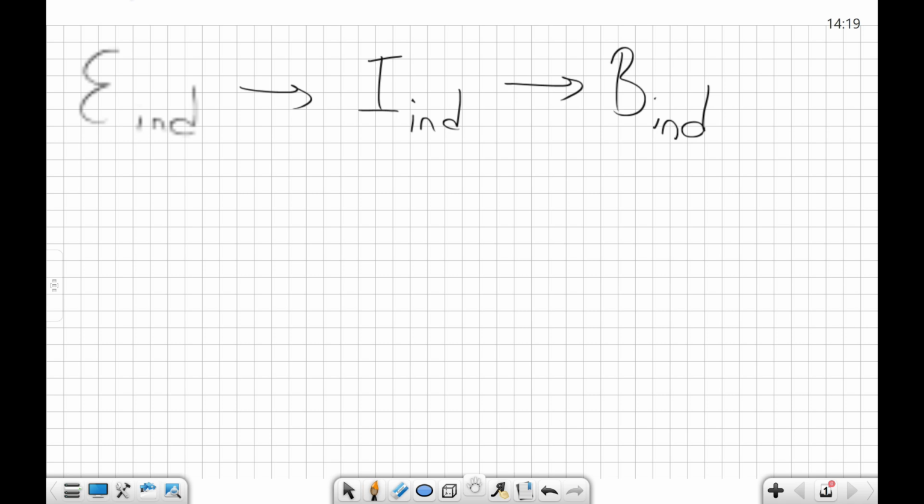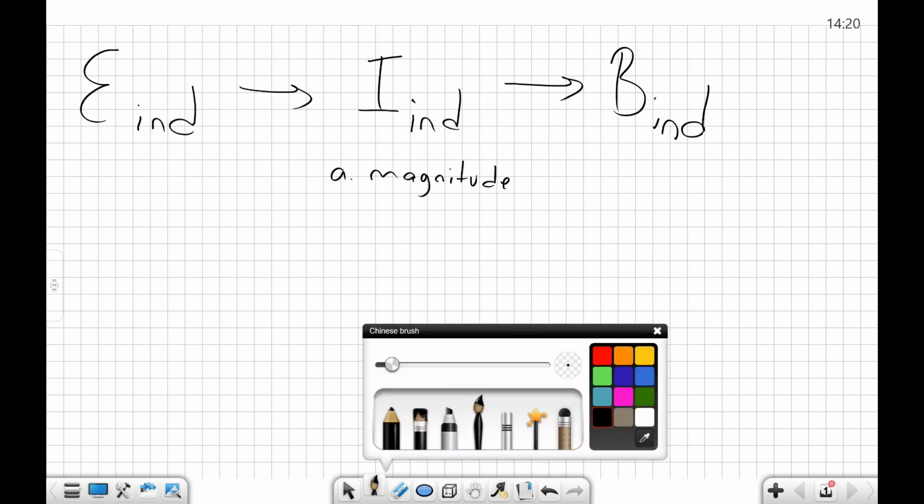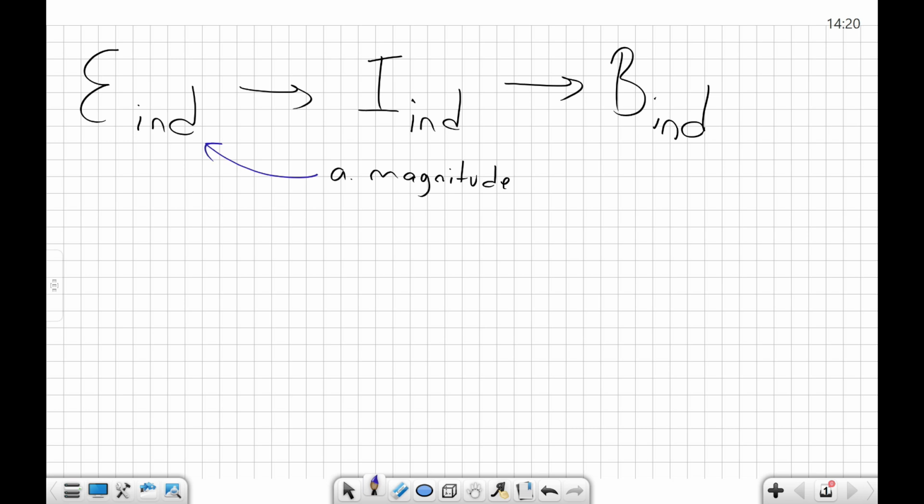this one. We will be trying to find the direction and magnitude of induced current. We can find the magnitude of the induced current, but not directly, not right away. So we have to find the magnitude of the induced EMF first, and we will be using Ohm's law, which is induced EMF divided by R.